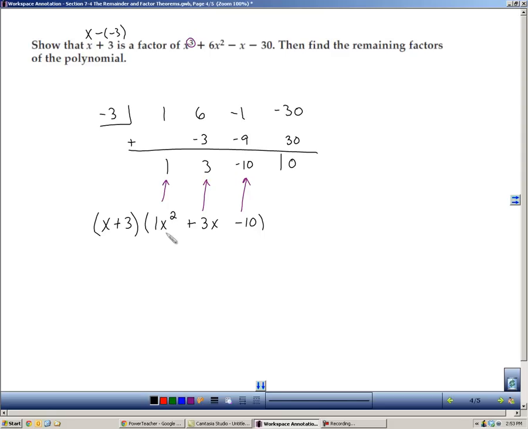Now we can continue, because if you look at this trinomial, we can factor that. We know two factors of negative 10 that add to be 3, positive 5 and negative 2. So we're going to continue to factor that. And we find out that there are 3 factors to this polynomial: x plus 3, x plus 5, and x minus 2.